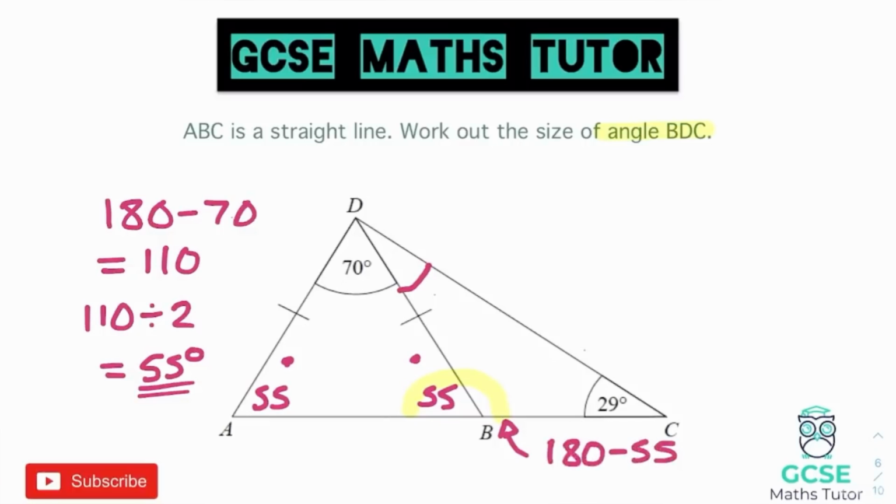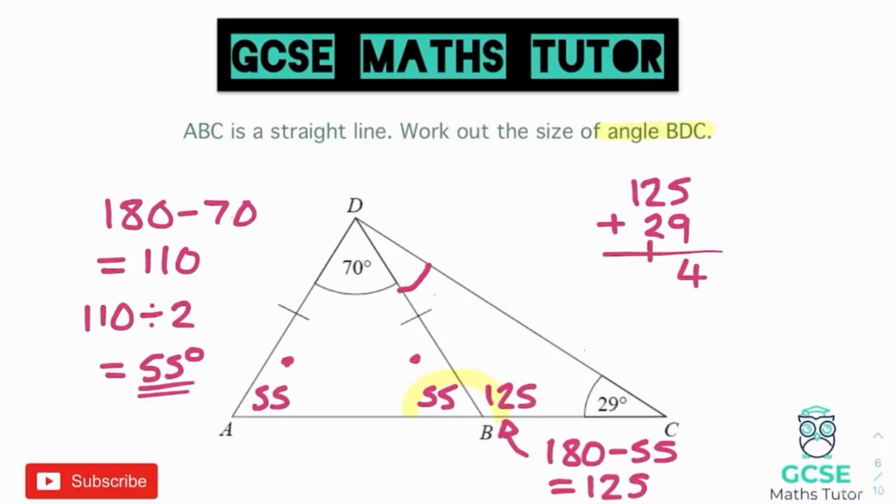And that gives us an angle of, and again you can do your working out for this, but that gives us an angle of 125 degrees. So this one here is 125. And now you can see we have enough information on this right hand triangle to find our missing angle, because we now have two of the other angles. So if we add those two together, we've got 125 and 29. And if we add them up, that adds up to 154 degrees.